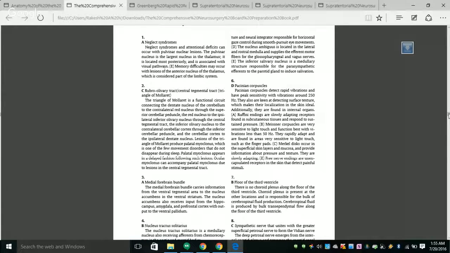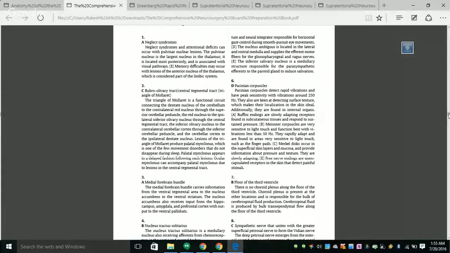To the viewers, this is one of the questions I read in some of the MCQs: what doesn't disappear during sleep? Palatal myoclonus is one of the two. The other one I don't remember. You can see palatal myoclonus even during the sleep of the patient. Palatal myoclonus appears in a delayed fashion following such lesions. Ocular myoclonus can accompany palatal myoclonus due to lesions in the central tegmental tract. This is what happened to this patient.